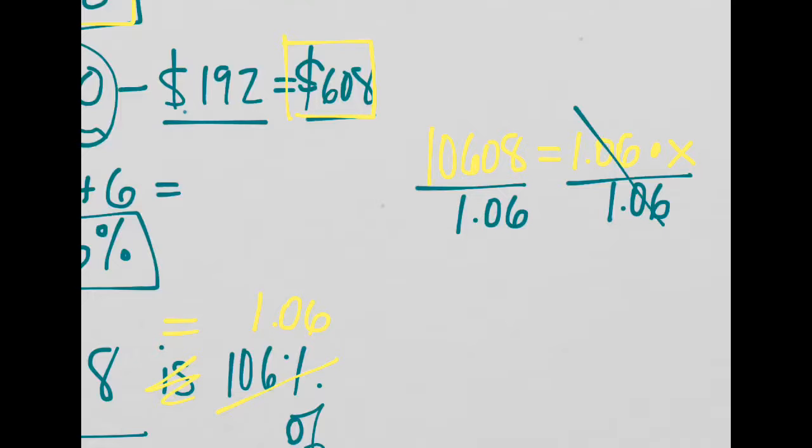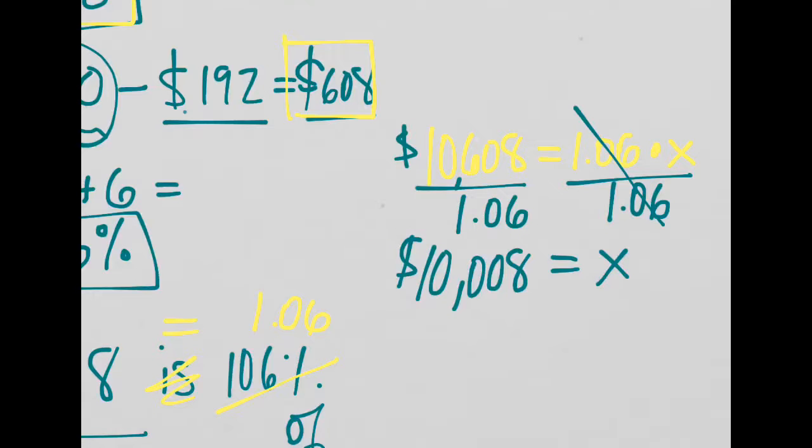And hopefully you followed these steps earlier. Thanks for hanging in there with me if you did understand this, and we're working through it a little bit. So $10,608 divided by 1.06 should be a little bit less than its original amount. So we're going to get $10,008.